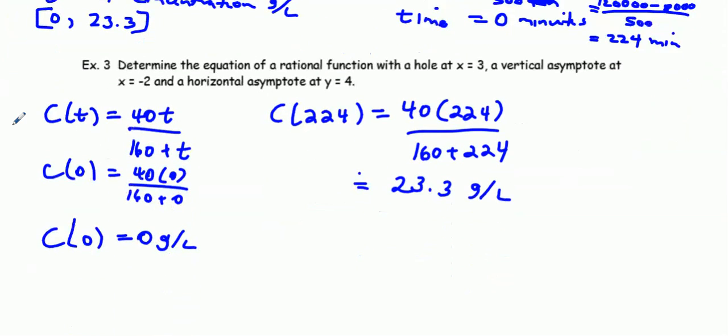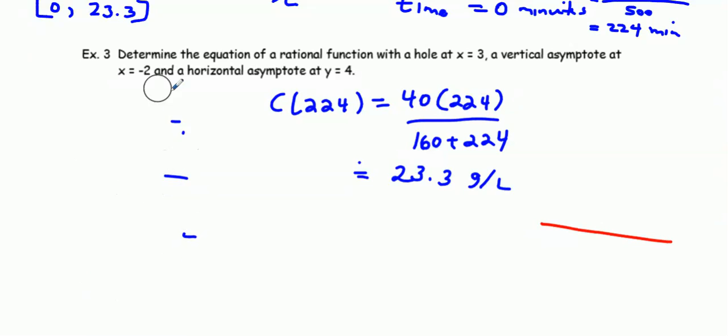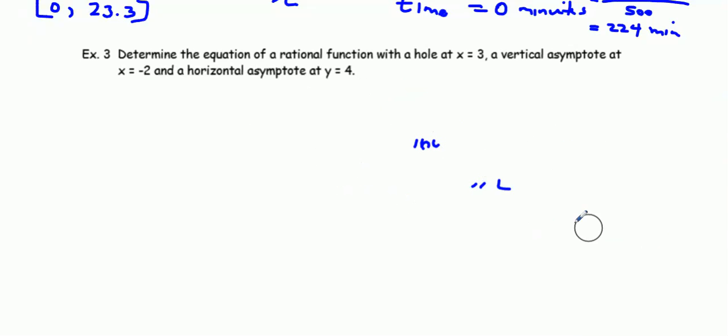All right, determine the equation of a rational function with a hole at x equals 3, a vertical asymptote at x equals negative 2, and a horizontal asymptote at y equals 4. All right, let's just get rid of this. Okay, so we're just going to build the equation from the information.